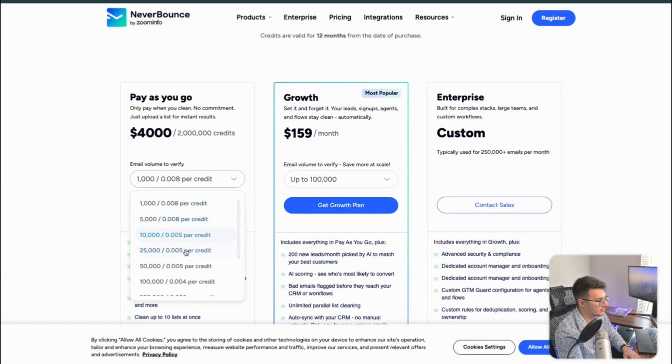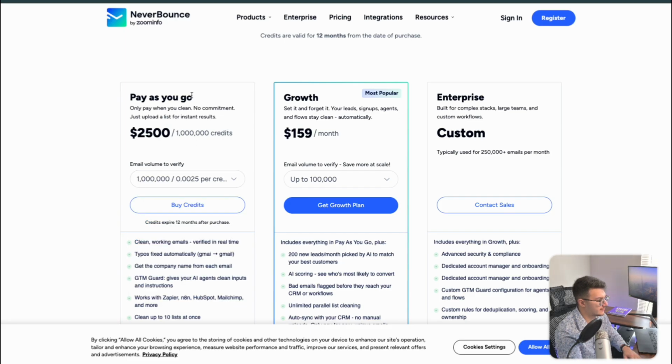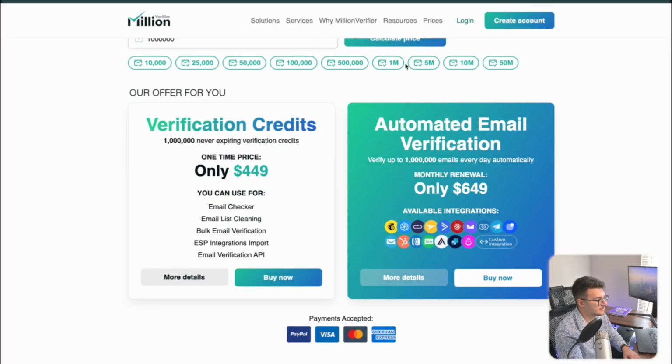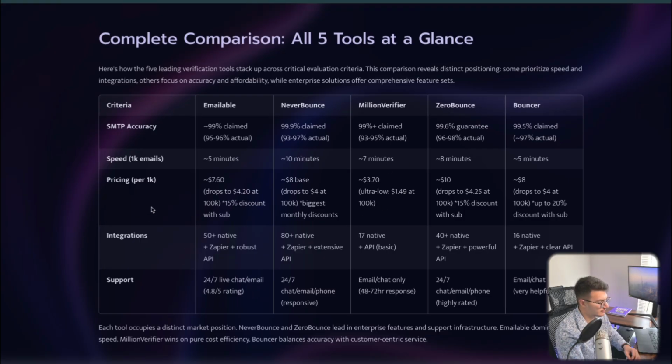If I do it over here on NeverBounce, 2.5K. If I do Zero Bounce, it's 2.7. Million Verifier for 1,000 emails comes in at $449. So you can see at scale here, they're already beating the rest of the competition just in terms of sheer pricing alone. But we'll get into that later.